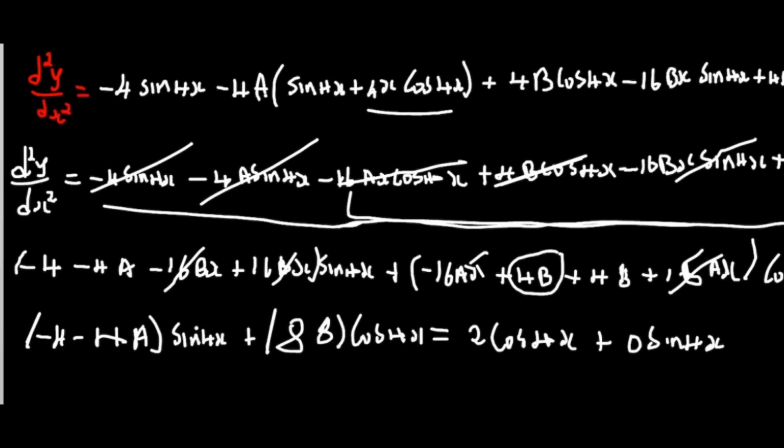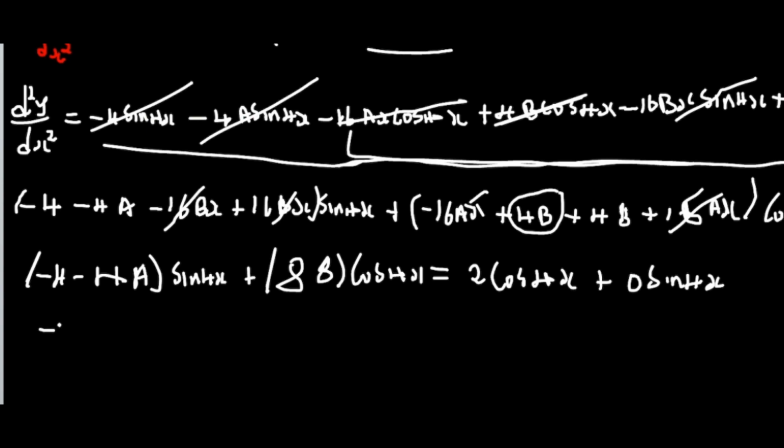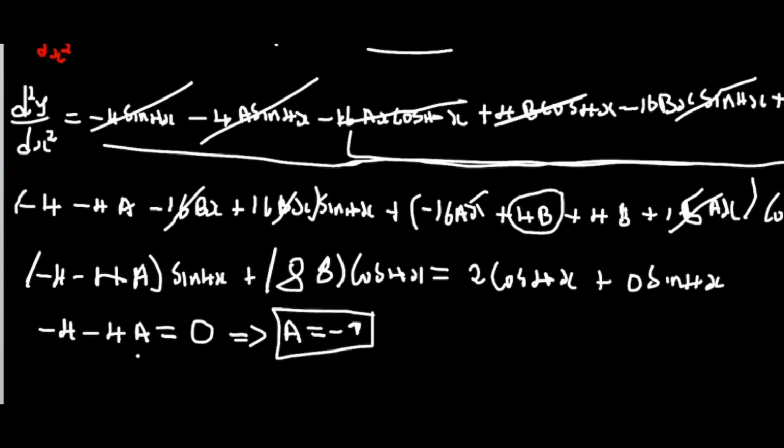So comparing our terms, we see that negative 4 minus 4a should be equal to 0, and this implies that a is minus 1. That is the value of a. Comparing the terms with 8b, 8b is equal to 2, which implies that b is equal to 1 on 4. So that is the value of b.